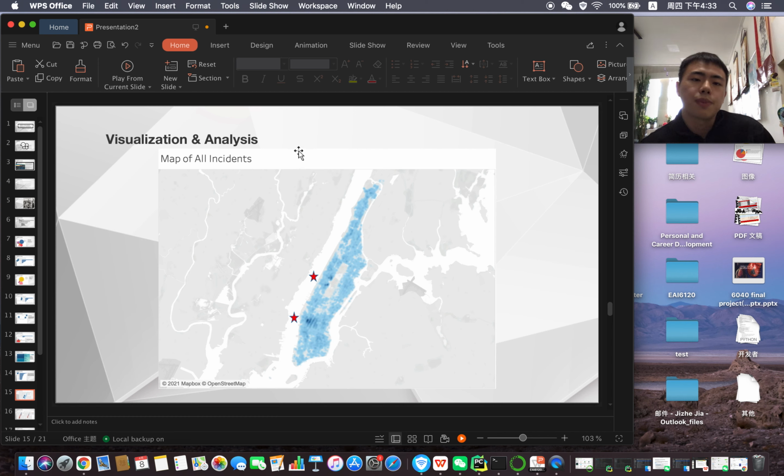Here is a spatial analysis. This is a map of all incidents in the first 3 months in 2021, and we can find these two red star areas, which are serious areas suffering from noise pollution.